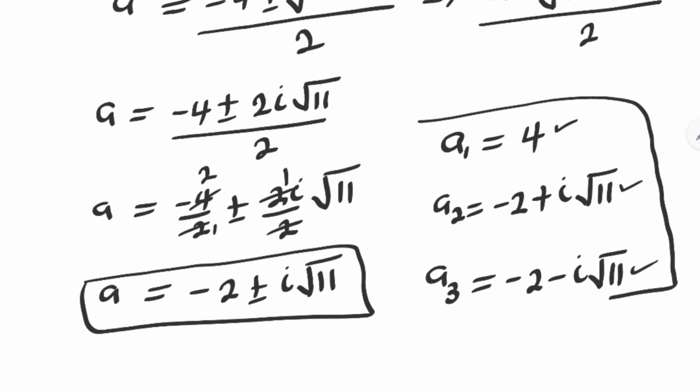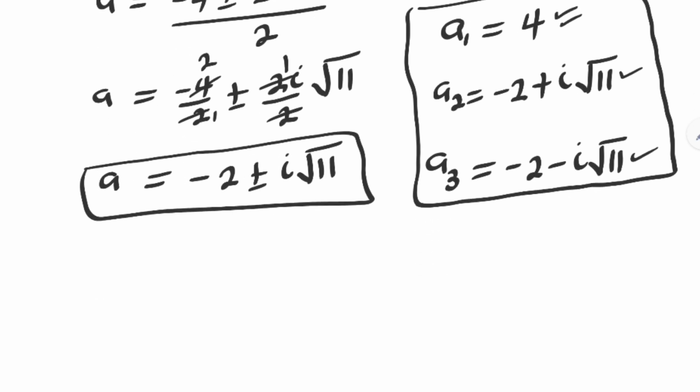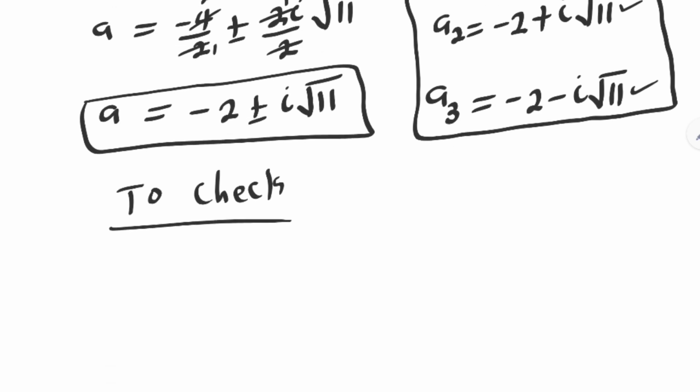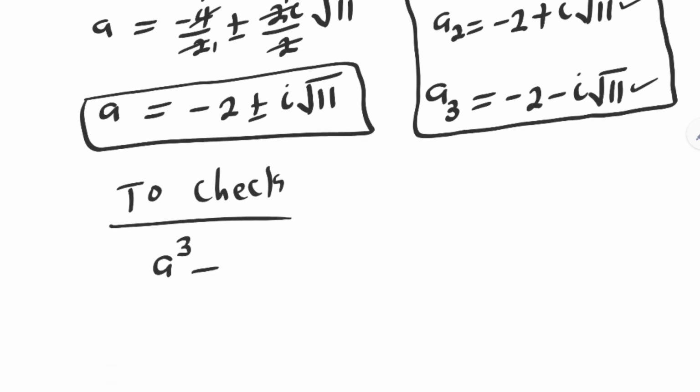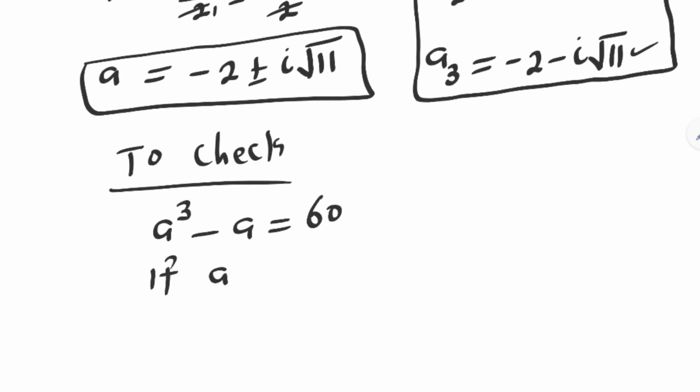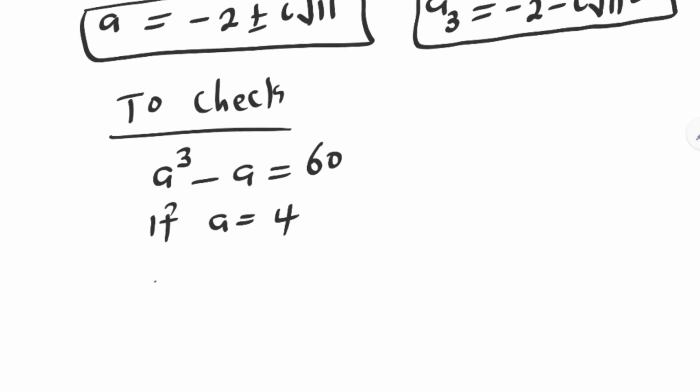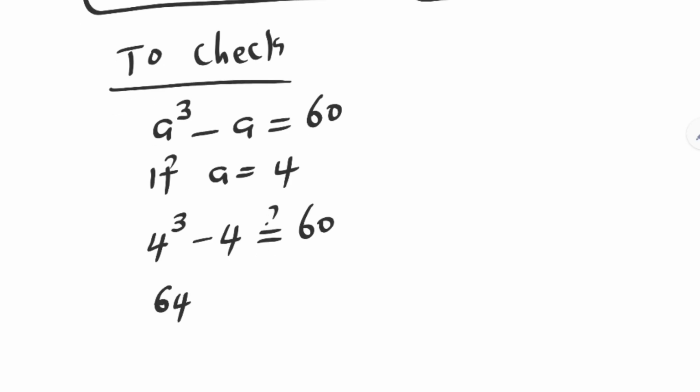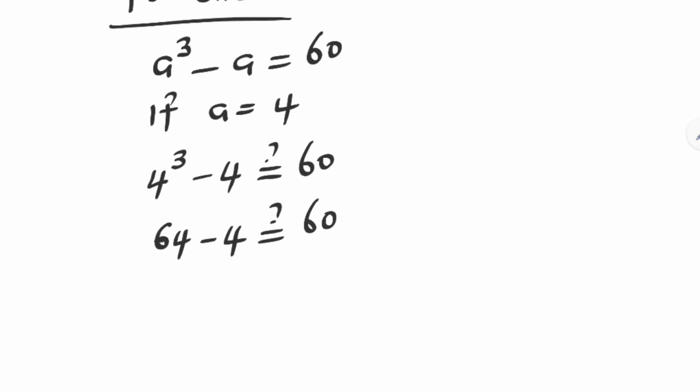We may check to confirm if this answer is right or wrong, but for us to check, let us quickly make use of the real root. To check, we have the given equation: a raised to power 3 minus a is equal to 60. Then if a is equal to 4, this is 4 raised to power 3 minus 4 must be equal to 60. 4 raised to power 3, this is 64 minus 4 must be equal to 60. And of course, 64 minus 4, this is 60, is equal to 60, which is true.